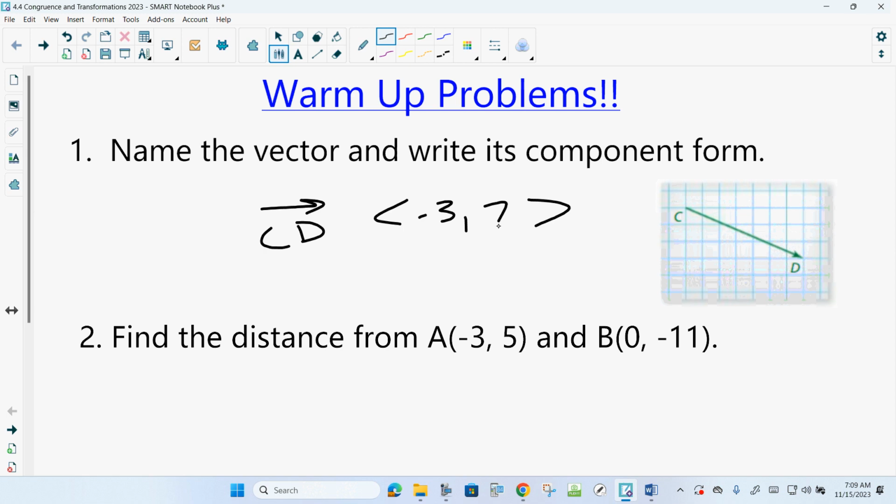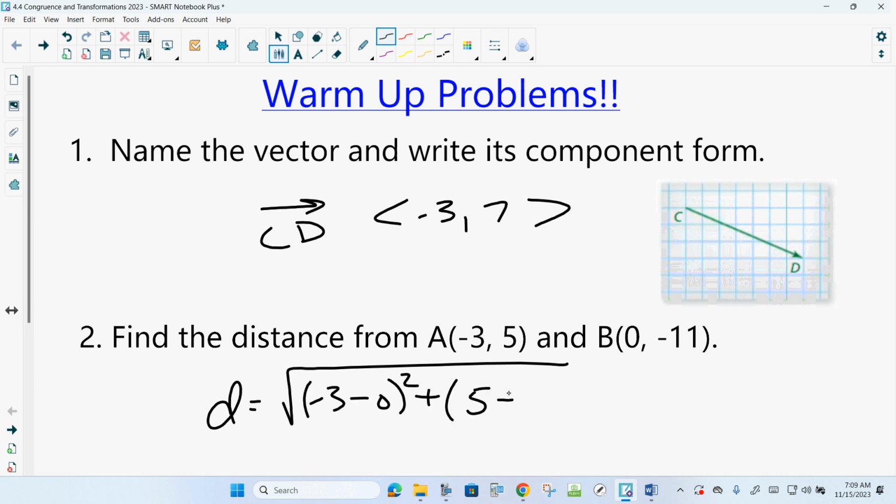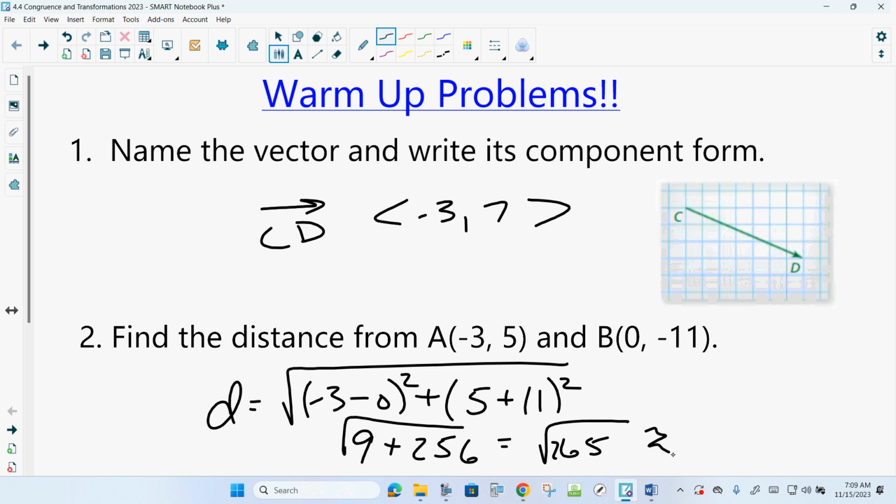Find the distance from A to B. So now, distance formula. So this is a review type question. Distance formula is x minus x squared plus y minus y squared. So I end up with 9 plus 16. Add those two together. I get square root of 25, which is approximately 16.3. All right, let's get into today's topic now.